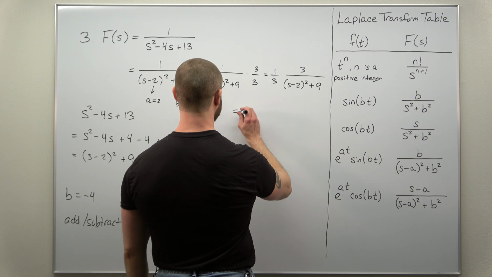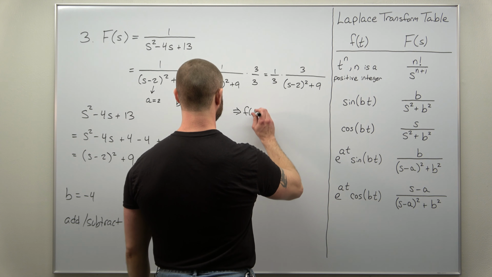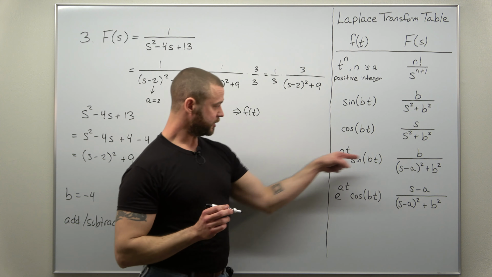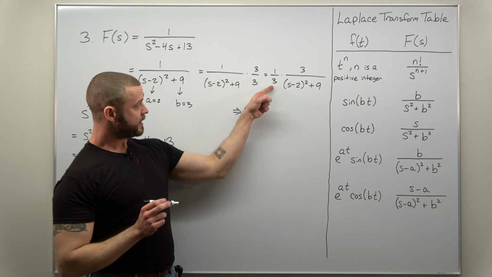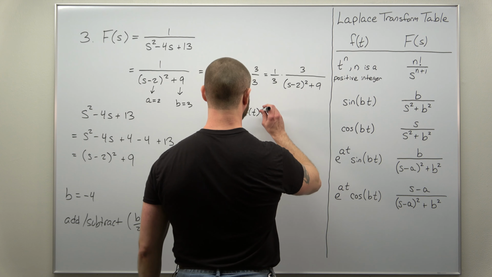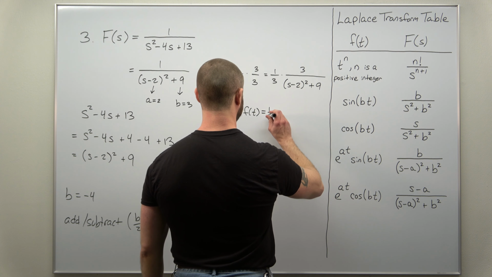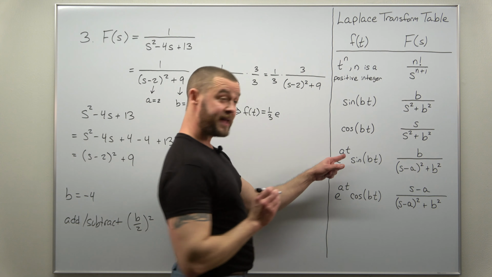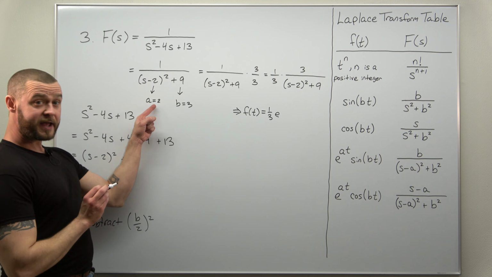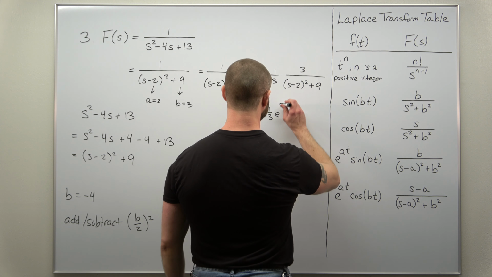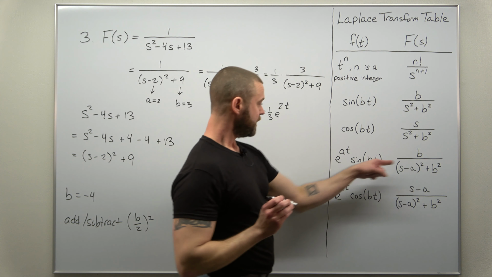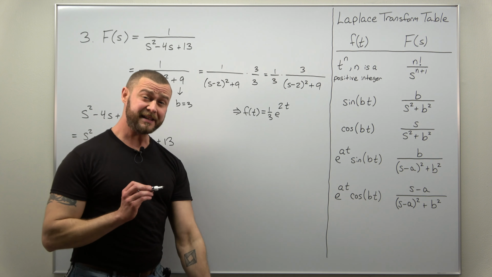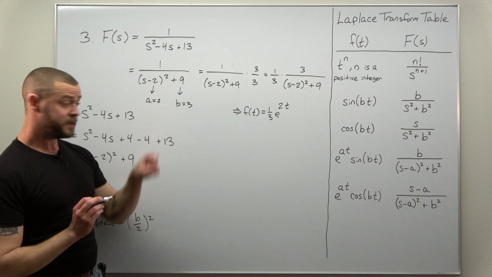And it looks like what we get here, if we basically just plug in directly here, we have a factor of 1/3. And we get e to the at, where a is 2. So e to the 2t. And then we get a sine of bt term, where b is 3.